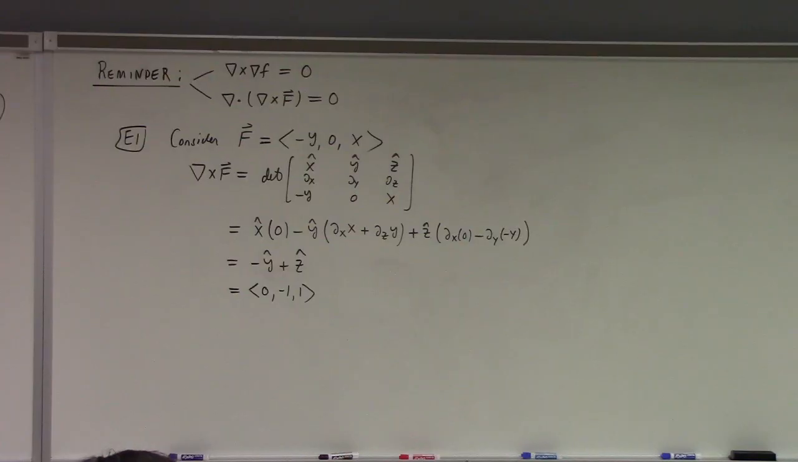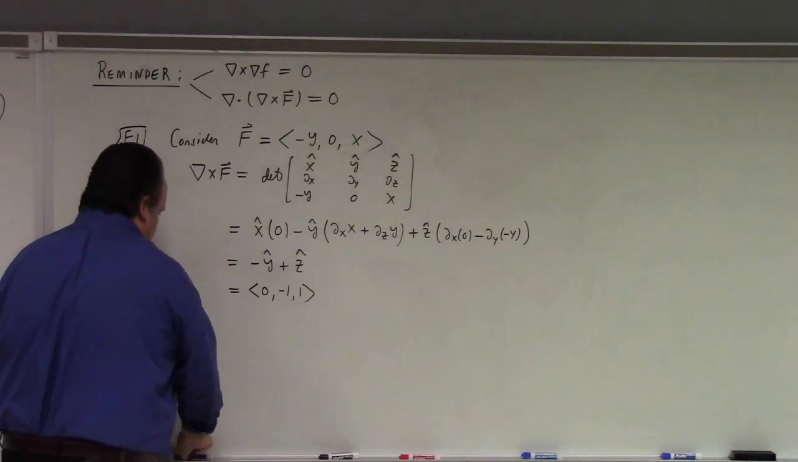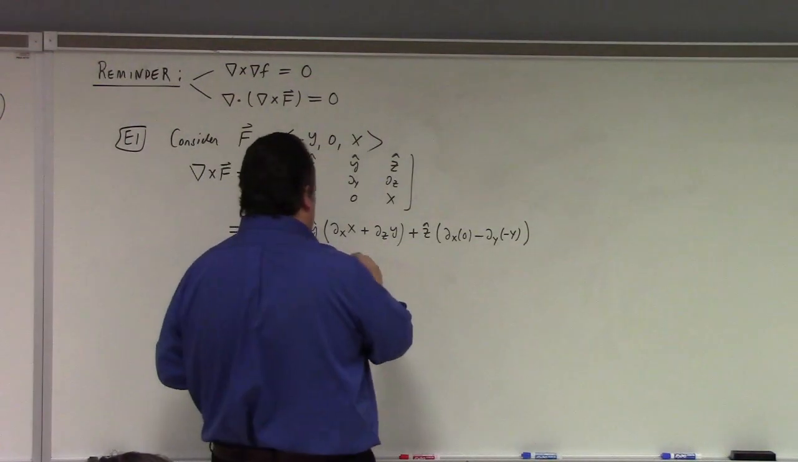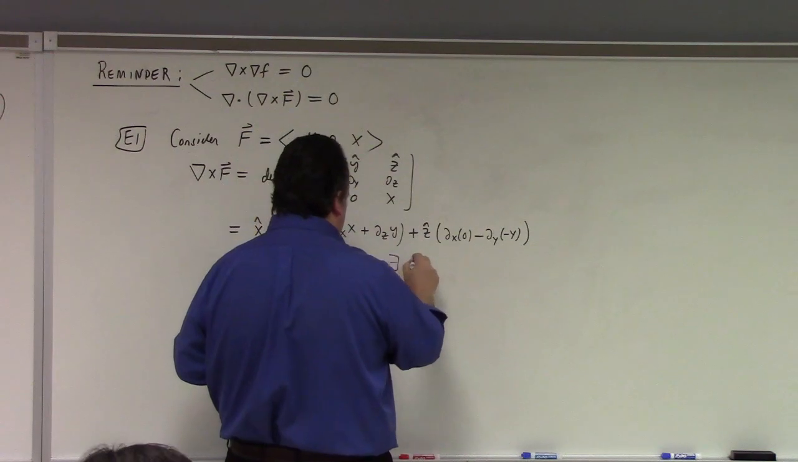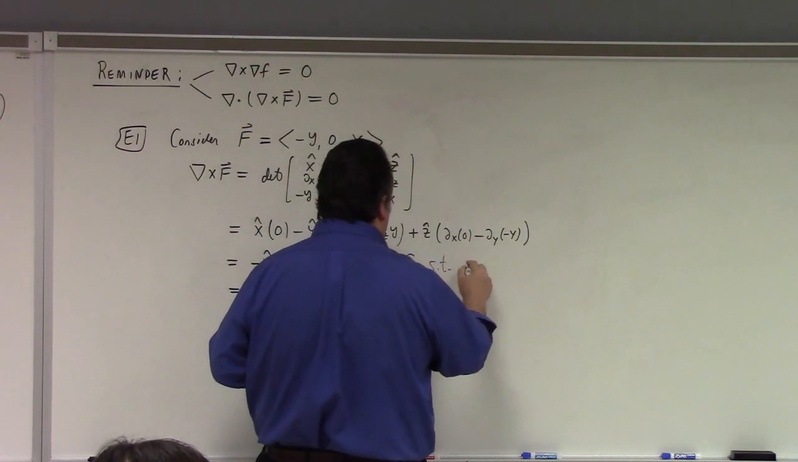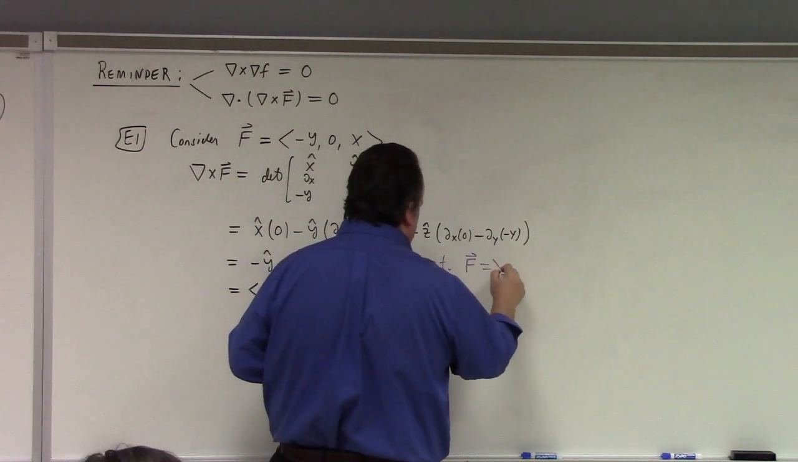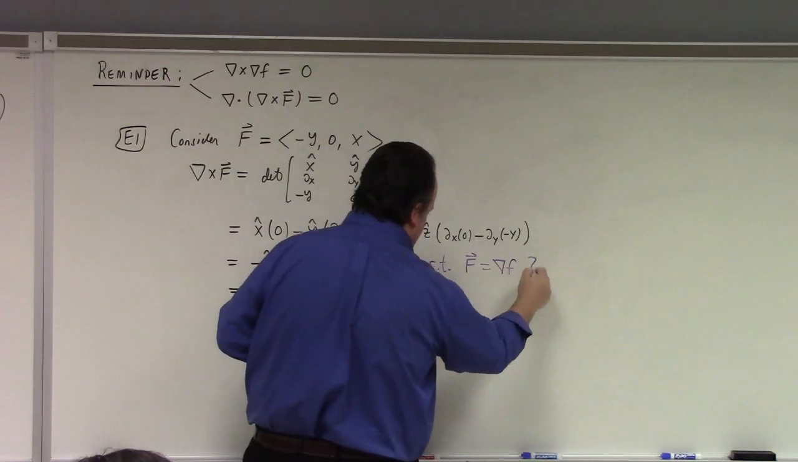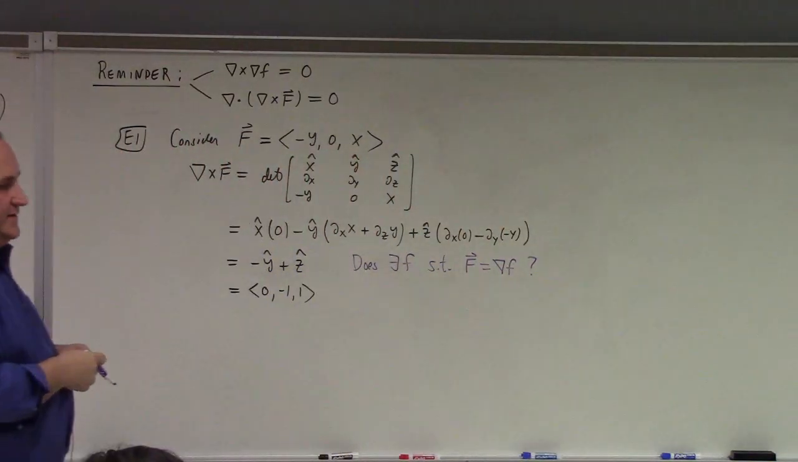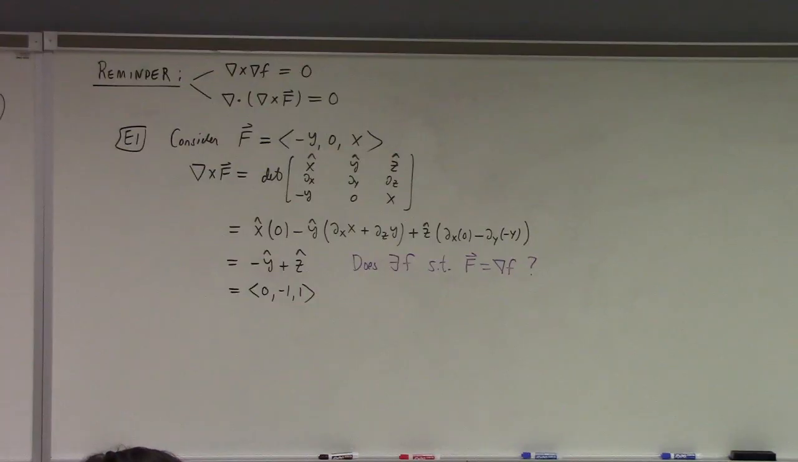So here's a question. Is this a conservative vector field? In other words, does there exist f such that F is equal to the gradient of my potential function? Logically, is this possible? Is this permissible? The answer is clearly no. Why?